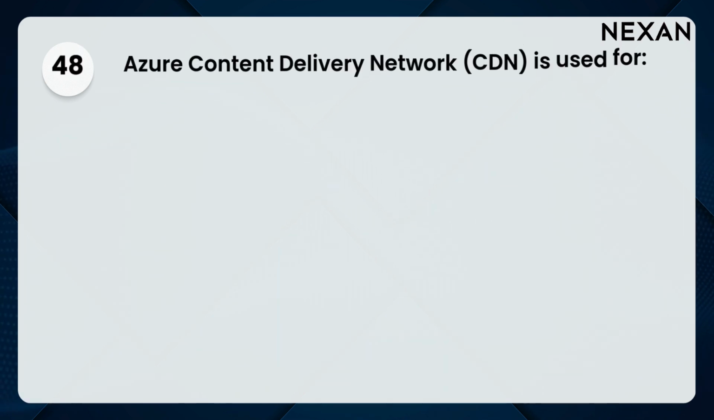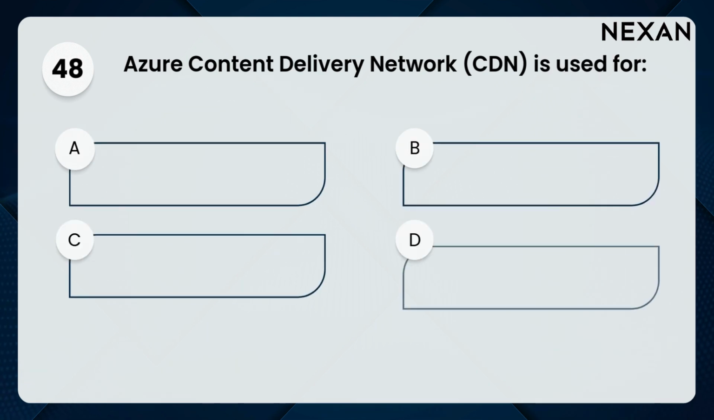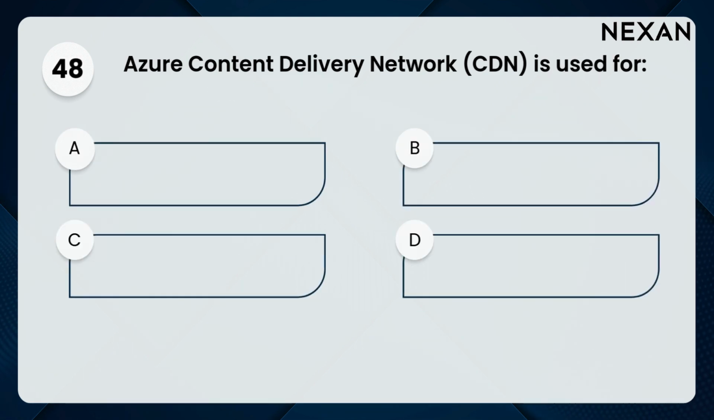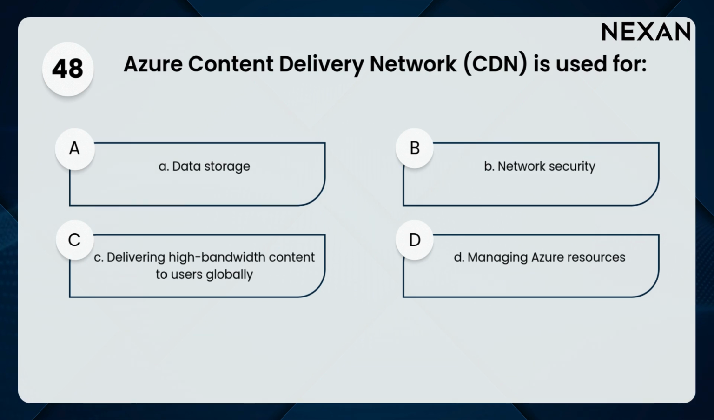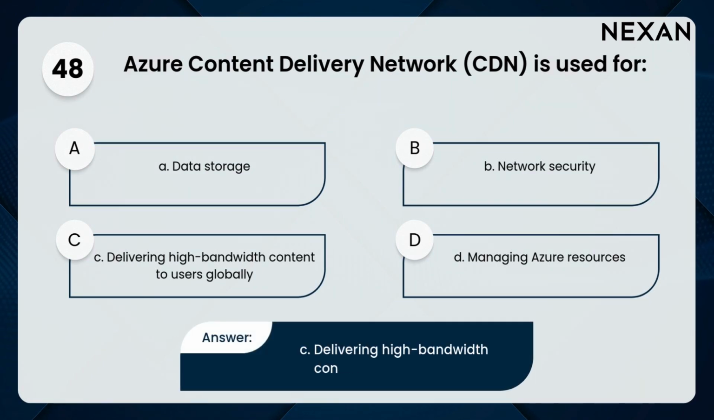48. Azure Content Delivery Network, CDN, is used for A, data storage, B, network security, C, delivering high bandwidth content to users globally, D, managing Azure resources. Answer: C, delivering high bandwidth content to users globally.